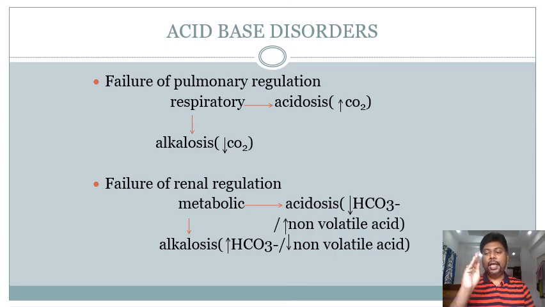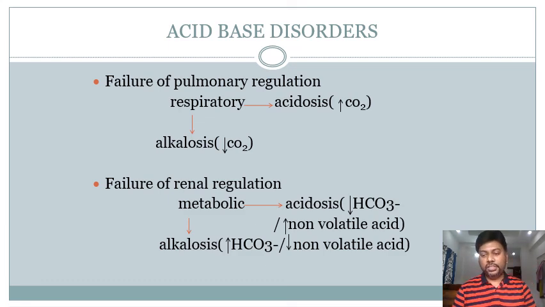First of all, what is the function of the lungs? It eliminates the volatile acid, carbonic acid, as carbon dioxide. If the lungs fail to eliminate carbonic acid, what will happen? Carbonic acid will accumulate and lead to acidosis, and this type of acidosis is called respiratory acidosis. On the other hand, if the lungs hyperventilate and lose more and more carbon dioxide, the carbonic acid level in the blood will decrease and lead to alkalosis, called respiratory alkalosis. So hyperventilation leads to respiratory alkalosis, whereas decreased ventilation leads to respiratory acidosis.